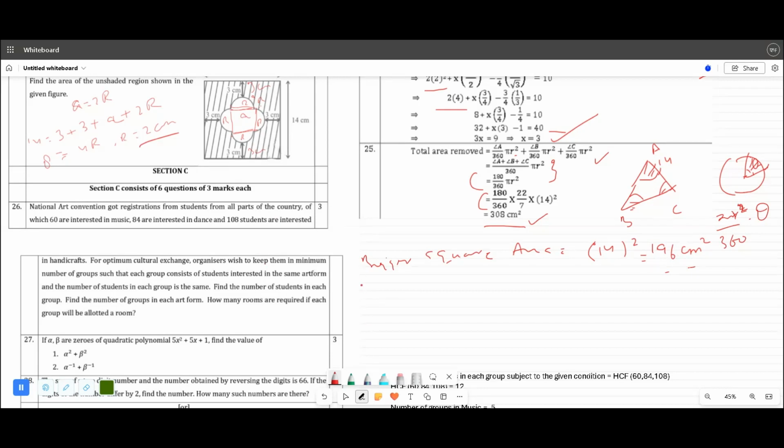शेडेड रीजन में हमारे पास क्या है? There are 4 semicircles. तो 4 semicircles जो हैं उनका एरिया क्या हुआ? 4 into pi r square over 2, राइट, that is 2 pi r square. और जो अंदर स्क्वायर मिला है उसका एरिया क्या हुआ? Square inner, that is a square, which is 2r whole square, right, that is 4r square.